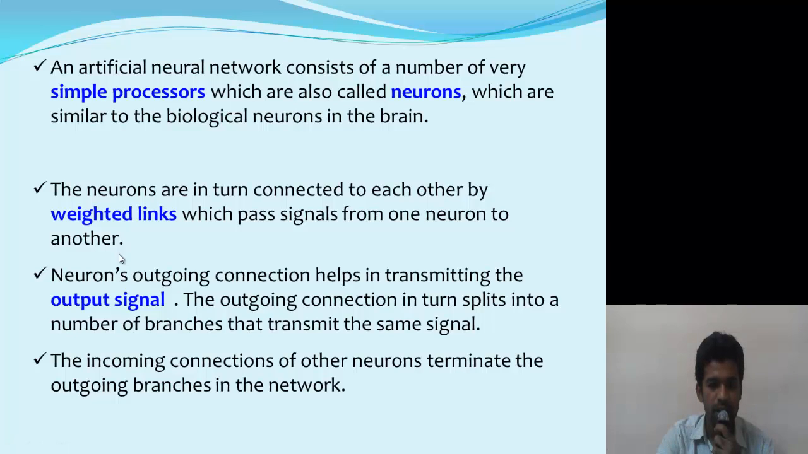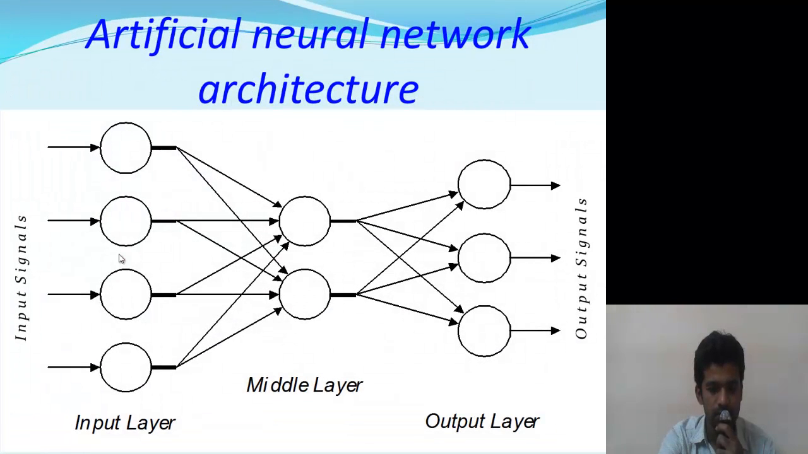An artificial neural network consists of a very large number of simple processors which are also called neurons, which are similar to biological neurons in the brain. The neurons in turn are connected to each other by weighted links which pass signals from one neuron to another. A neuron's outgoing connection helps in transmitting the output signal. The outgoing connection in turn splits into a number of branches that transmit the same signal or different signals. The incoming connections of the neurons terminate the outgoing branches in the network.